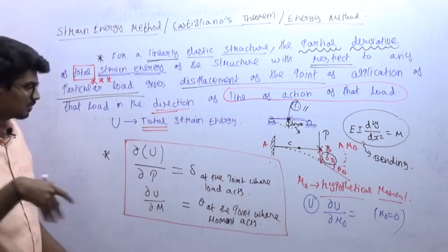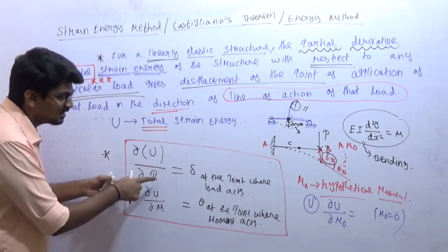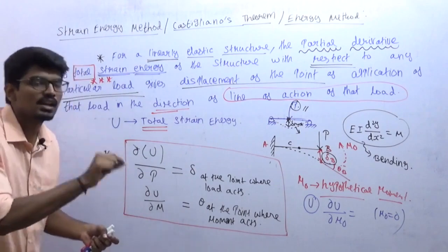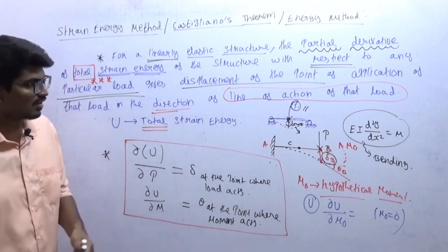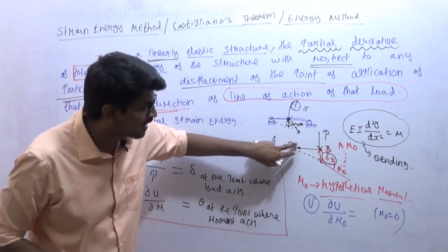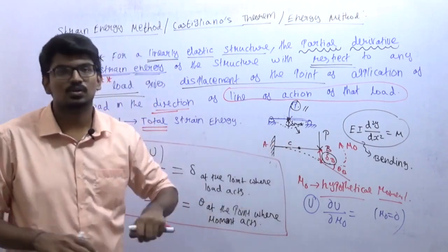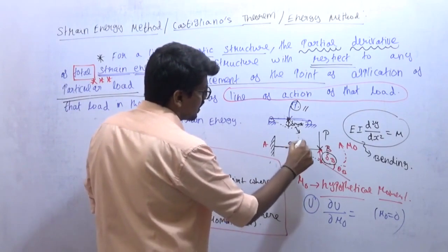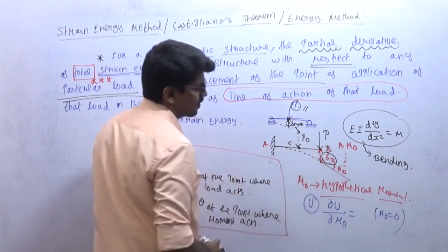But what is our theorem? I will differentiate total strain energy with the load which is acting at a point where I need to find the deflection. So if I want to find deflection at this point, I need to use a point load which is acting at this point only, but there is no point load acting. So I am introducing a hypothetical point load.